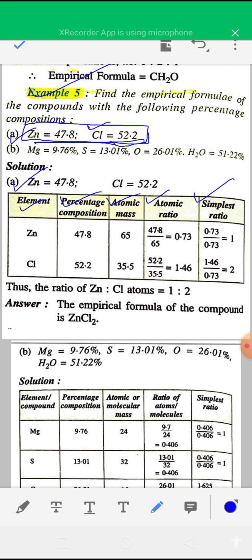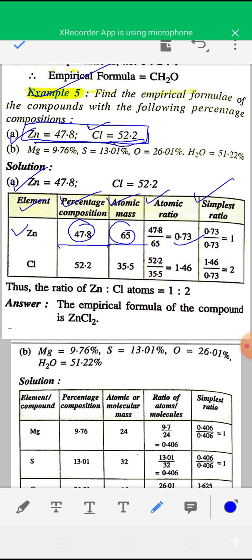So in this compound made up of zinc and chlorine, first I have written the element zinc, which is present at 47.8%, and the atomic mass of zinc is 65. So the atomic ratio of zinc is 47.8 divided by 65, and this value is 0.73.